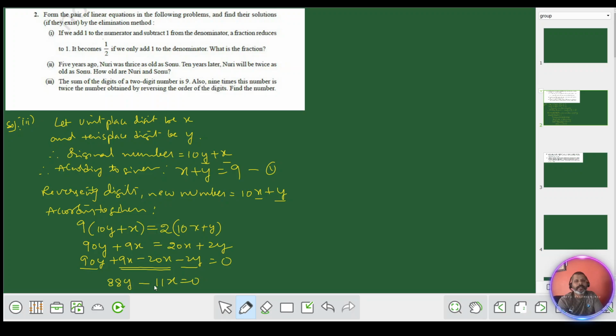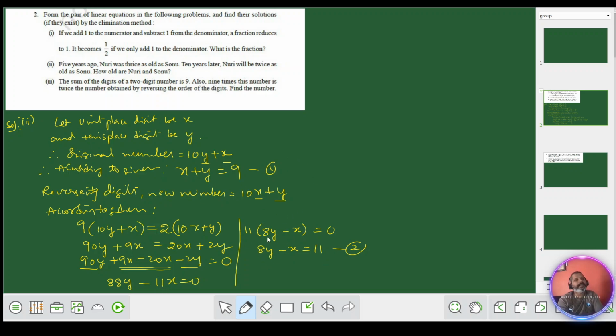If you observe the x and y coefficients, there is a common factor. We'll take out that common factor. That is 11 of 8y minus x equal to 0. Then when 11 goes to the right hand side, it becomes 0 by 11, which is 0. You got the second equation.